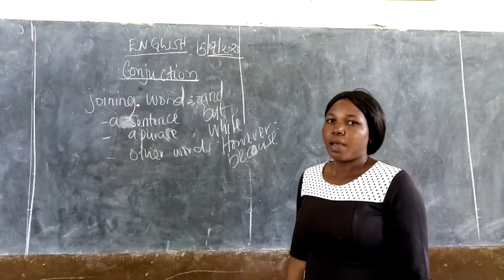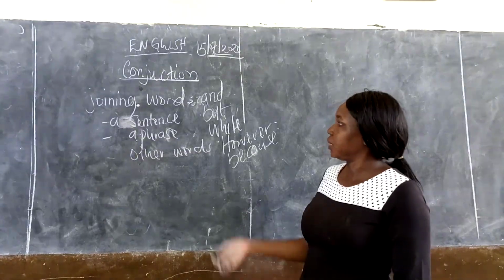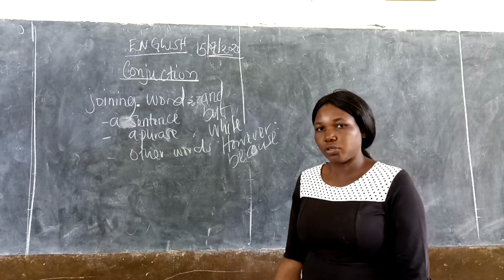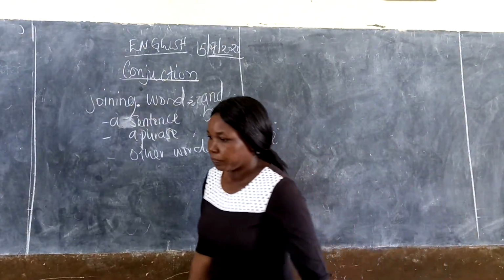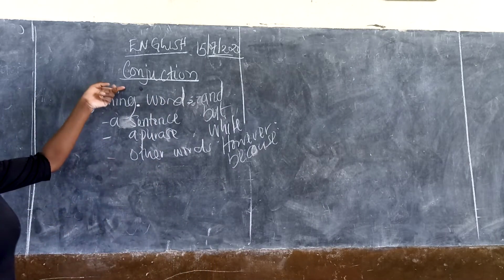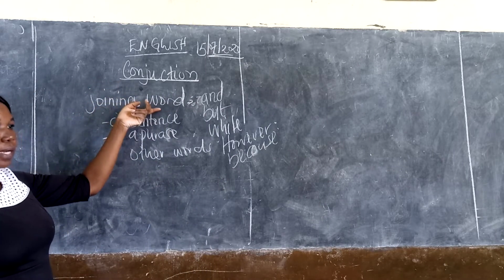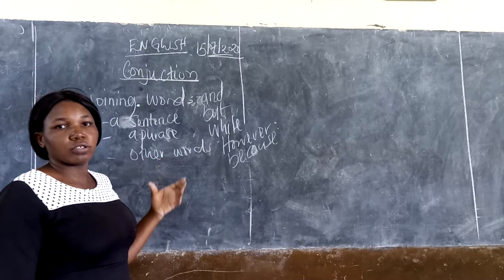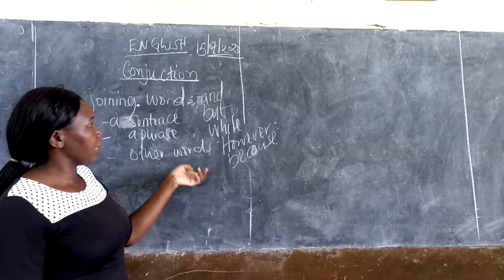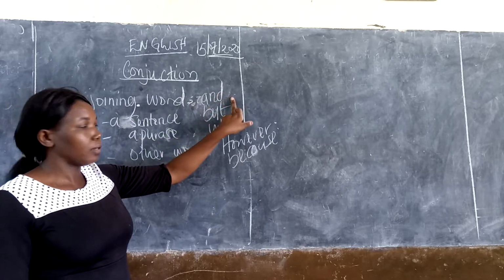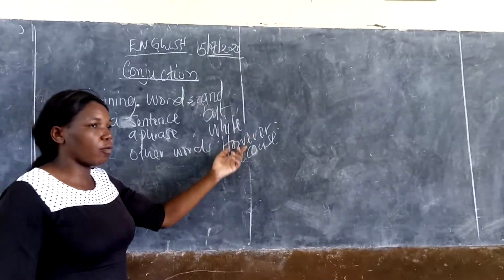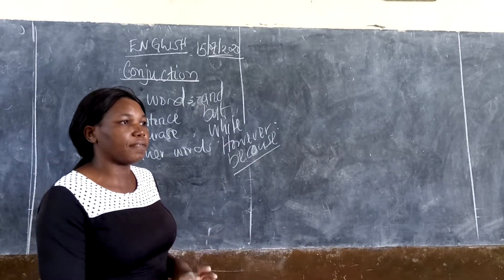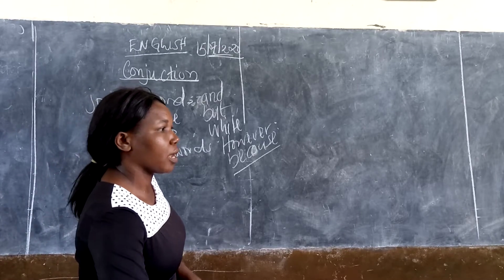There are very many conjunctions, but here I want us to go through different types of conjunction. I said conjunction is a joining word. This joining word can join a sentence, a phrase, or other words. Examples are and, but, while, however, because, and very many. The list is very long. But let us see these different types of conjunction and how they are used in our sentences.